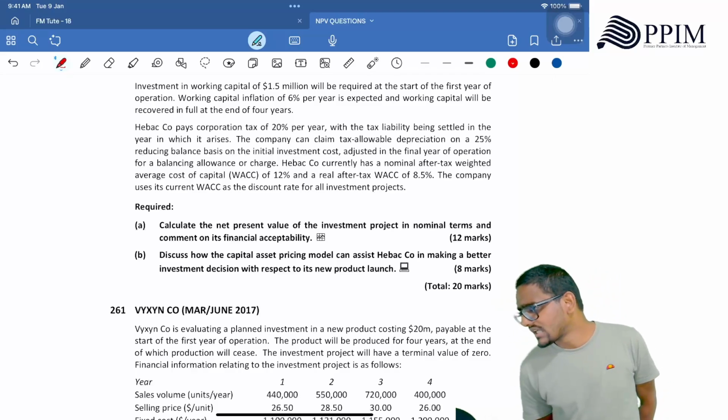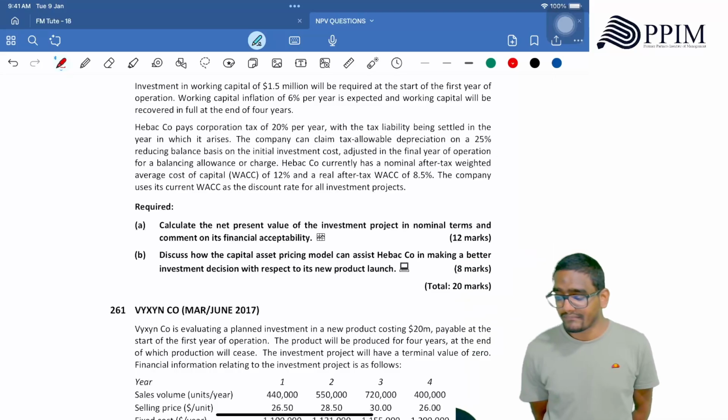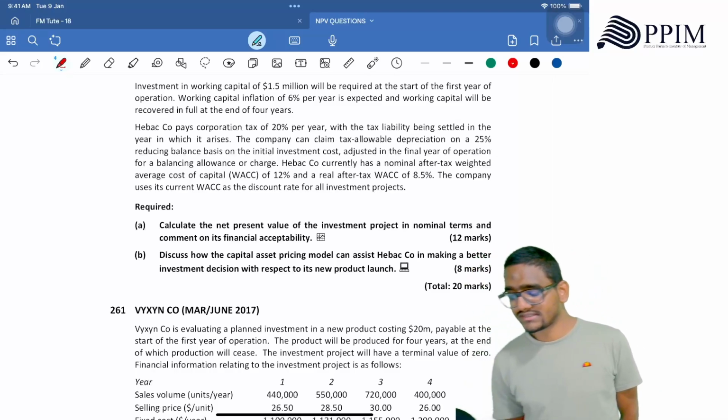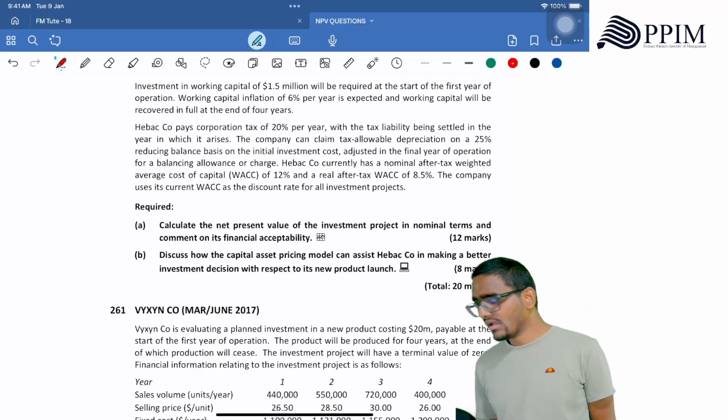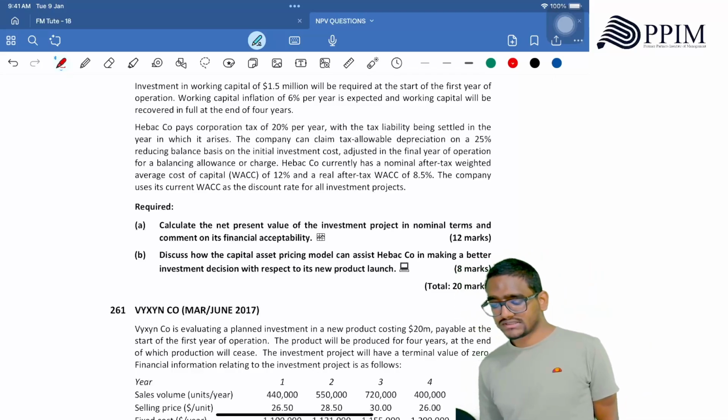How many marks are divided between calculations and commenting? Commenting on financial acceptability, only 1 mark, if you're referring to part A. Part B, I think clearly mentioned 8 marks.